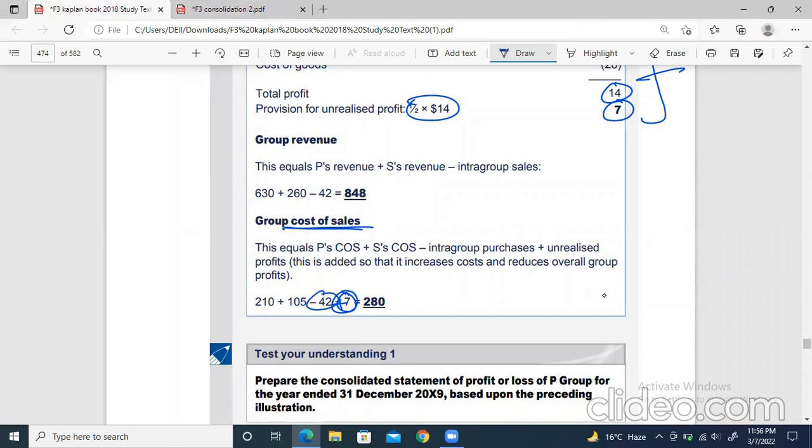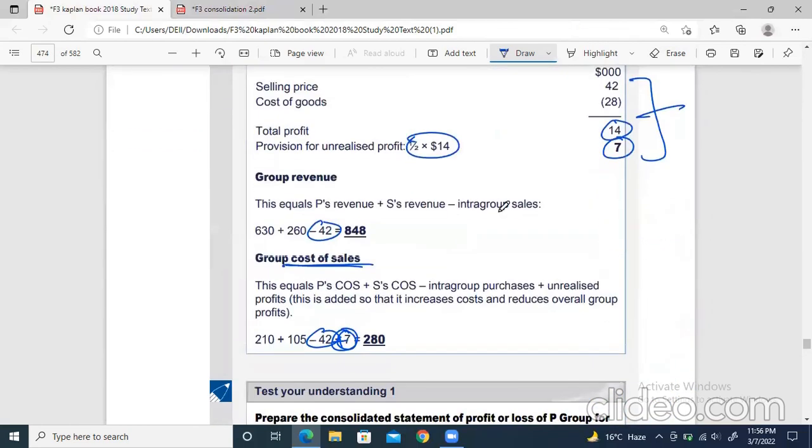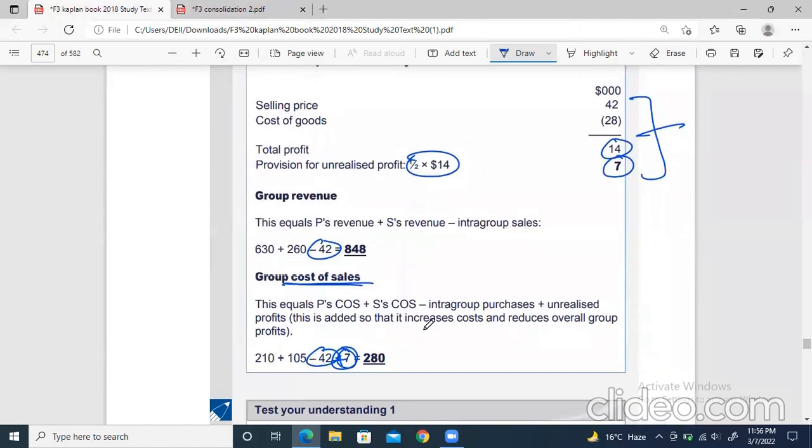Now, why is it doing -42? Because this 42, 42,000, was basically the intercompany sales. So it is to be deducted from both sales as well and cost of sale as well, according to the formula.